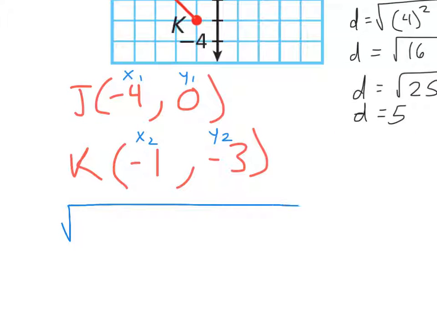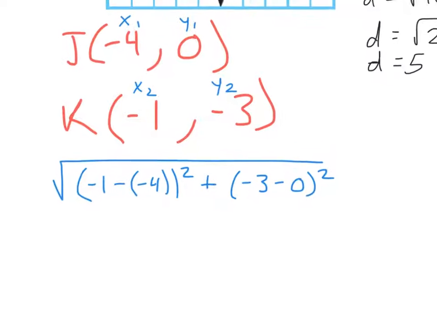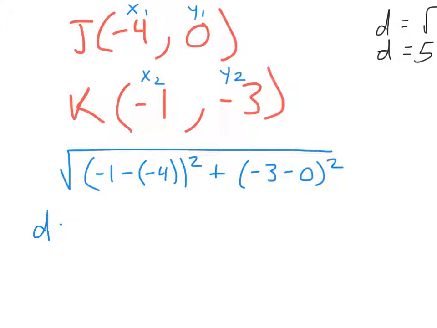So we do the square root. So x2 is -1 minus -4 squared plus y2, -3 minus 0 squared. So what is -1 minus -4? Right here. Because the formula tells us to subtract. -5. So remember, you make this a big plus sign.